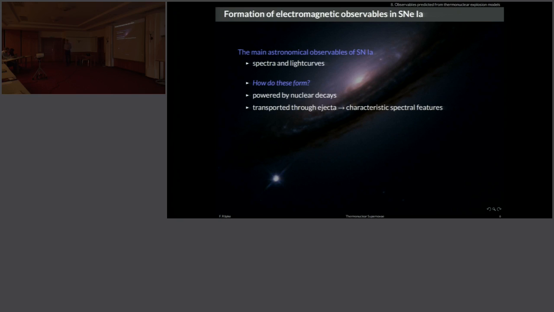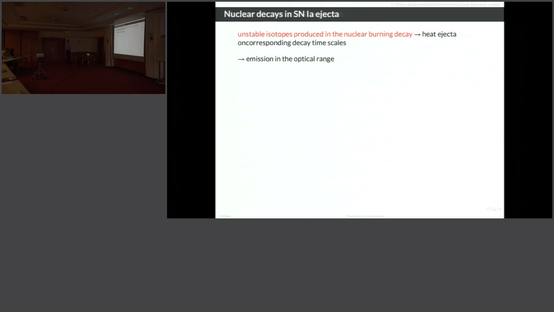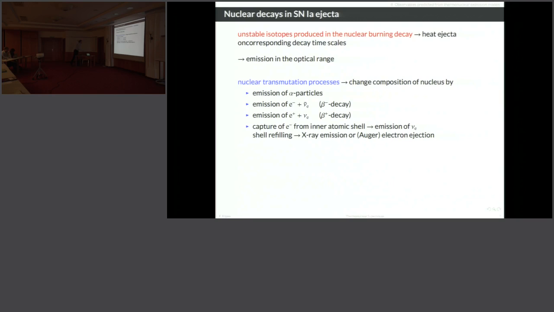Unfortunately, I don't have time to go into the general theory of radiation transfer or the numerical techniques of how this is achieved in the end, but I want to point out at least some basics of how this specifically works in Type Ia supernova ejecta, so what is particular about them. So the unstable isotopes that are produced in the explosions decay and heat the ejecta on the corresponding decay time scales. And that leads in the end to emission in the optical range.